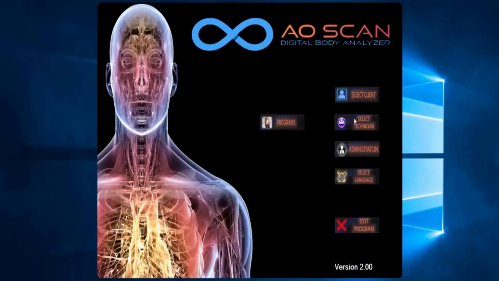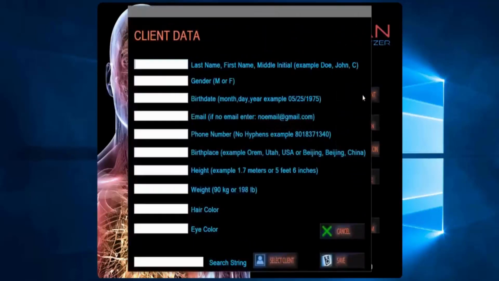Before you move any further from here, we need to select two things, the client and the technician. First, we want to go to the client, and there are two ways to do that. You can go down to the search string. If it is a first-time client, we need to enter all the information that's shown here, and there's a video that explains how to do this and why it needs to be done a certain way.